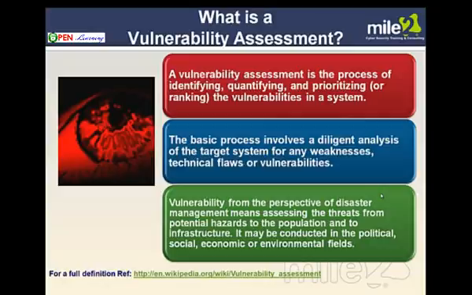When you think of a vulnerability assessment, you're going through and identifying, quantifying, and prioritizing or ranking the vulnerabilities that we have on a system. We do a great deal of analysis of our various computer systems, our targets, routers, switches, whatever it may be, looking for weaknesses, technical flaws, vulnerabilities. We also can look at it from a perspective of disaster management, because if we think about these threats and what they could do to us, it could really harm the company in the long run.